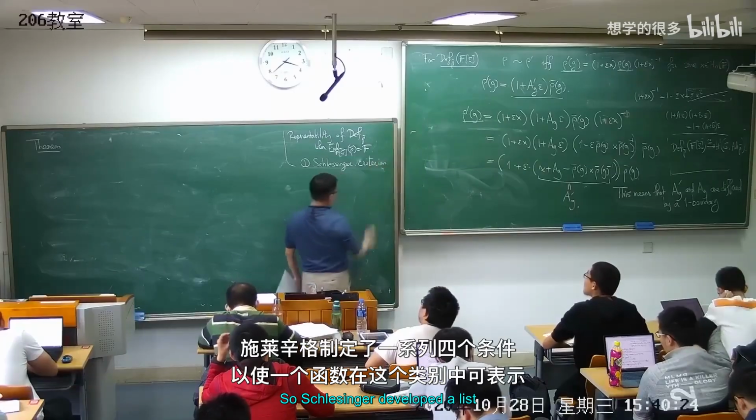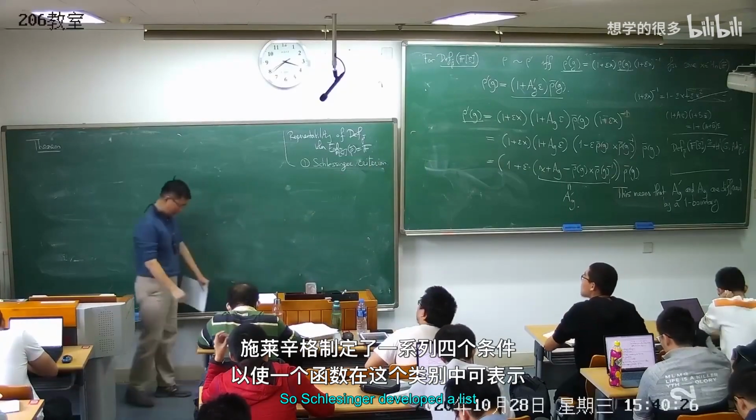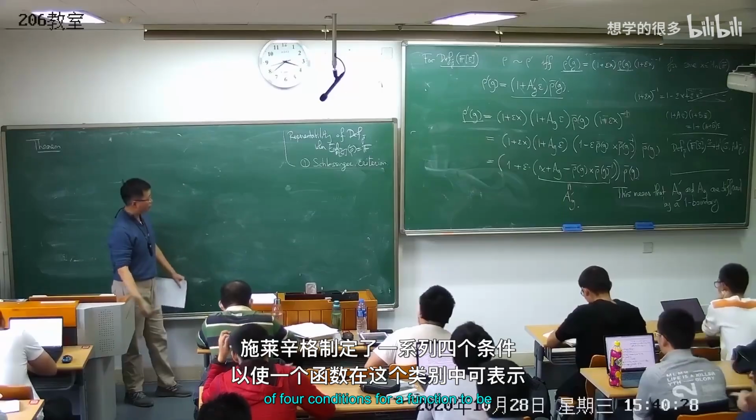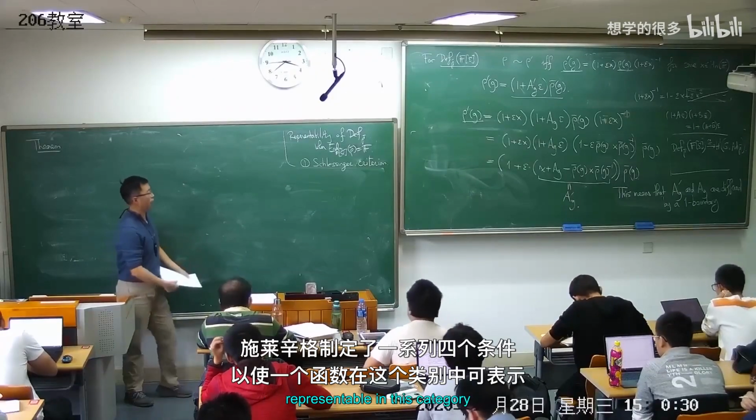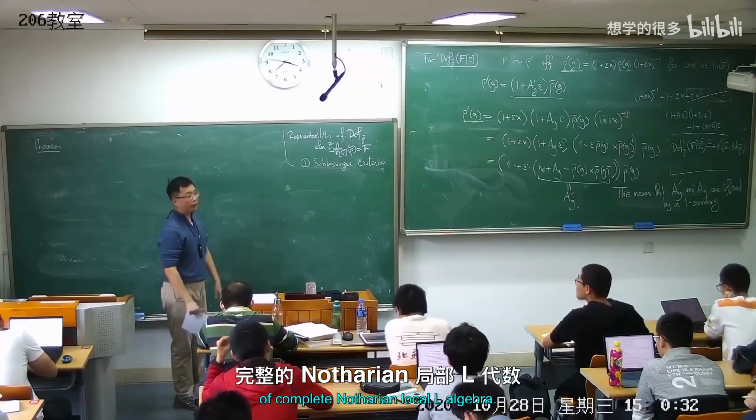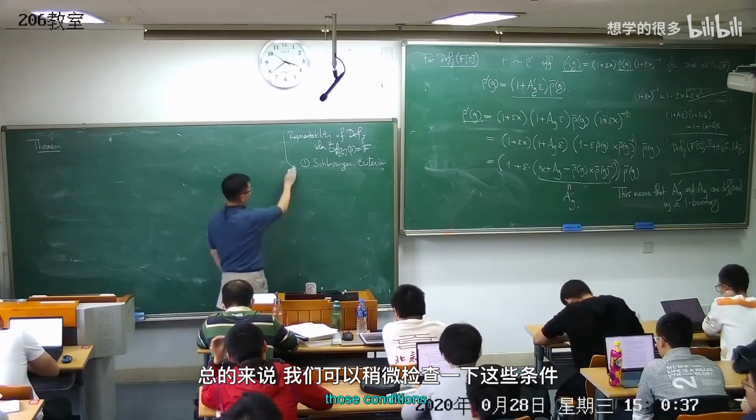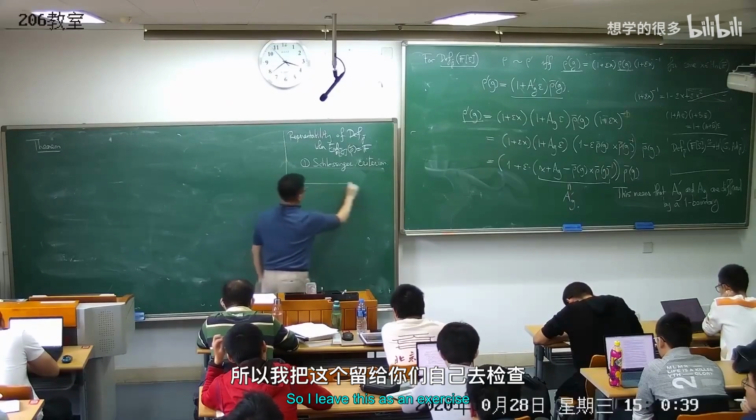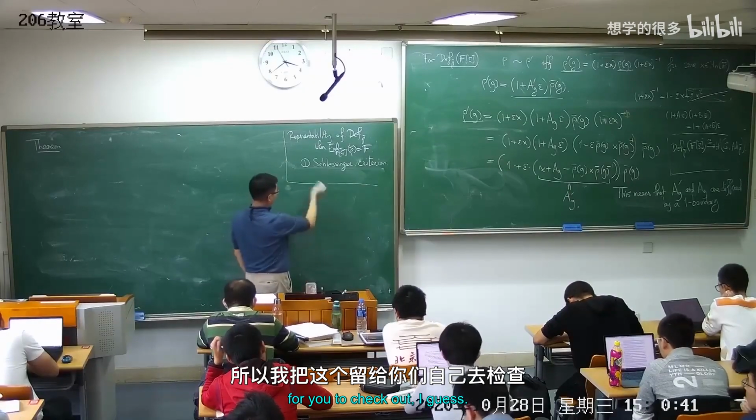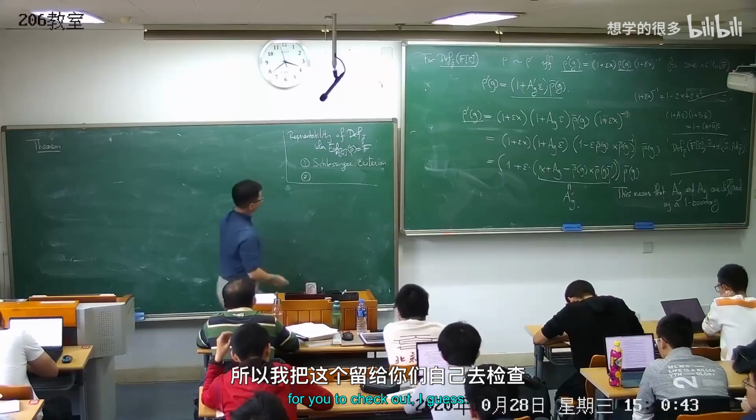So Schlesinger developed a list of four criteria, four conditions for a functor to be representable in this category of complete Noetherian local L-algebras. Somehow one can just check those conditions. So I leave this as an exercise for you to check out, I guess.